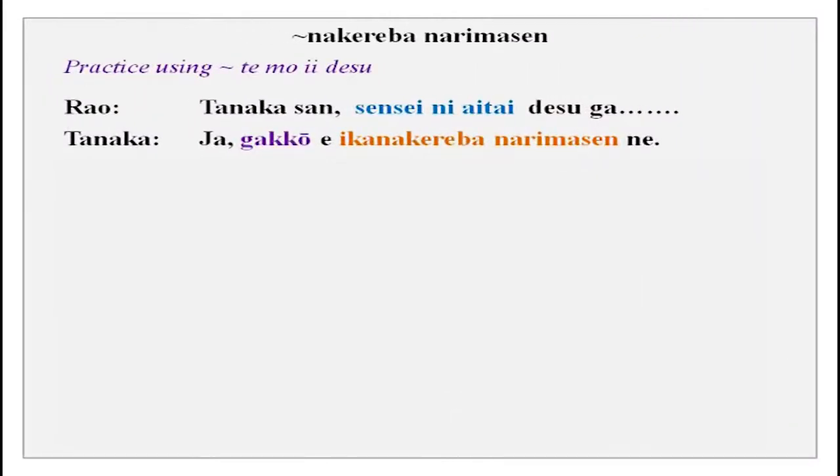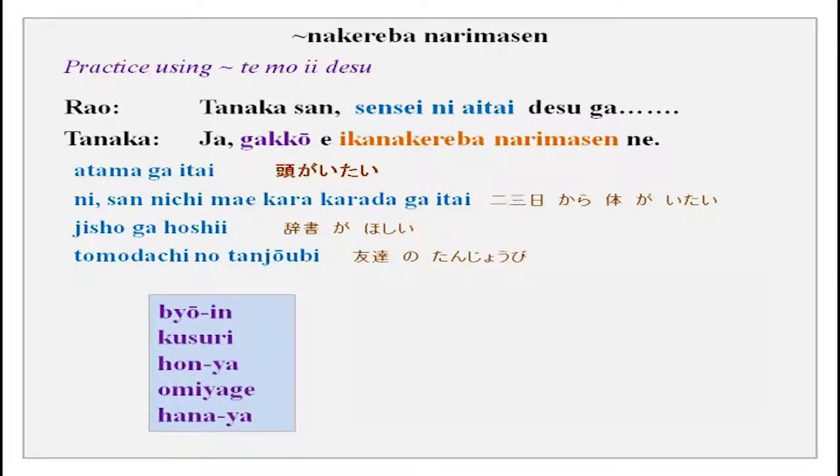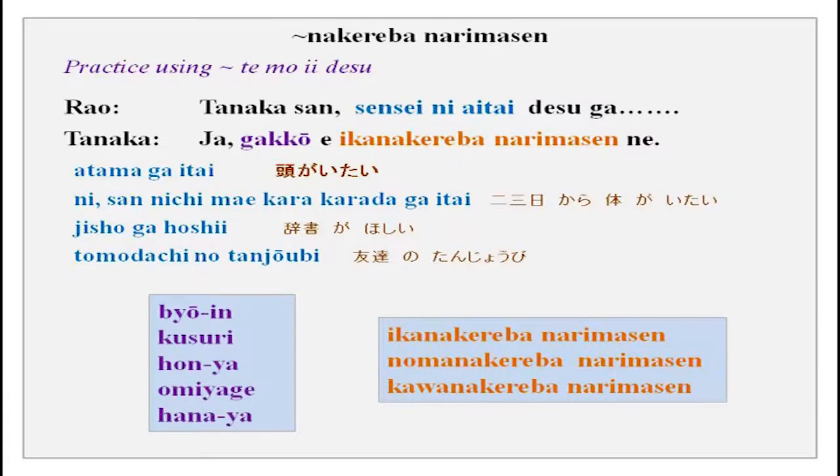Well, now let us practice, Rao-san and Tanaka-san. "Tanaka-san, sensei ni aitai desu ga." "Ja, gakkou e ikanakereba narimasen ne." If you want to meet your teacher, then you have to go to your school, your daigaku. So, you can practice this, replace this with this, and then you can replace gakkou with any of this vocabulary over here, and you can also replace ikanakereba narimasen depending on what verb you want to use with this.